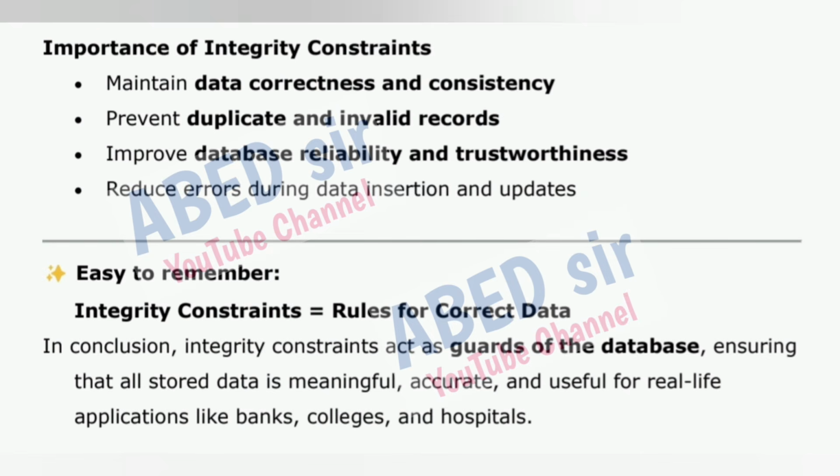Importance of integrity constraints: maintain data correctness and consistency. Prevent duplicate and invalid records. Improve database reliability and trustworthiness. Reduce errors during data insertion and updates. Easy to remember: integrity constraints is equal to rules for correct data. In conclusion, integrity constraints act as guards of the database, ensuring that all stored data is meaningful, accurate, and useful for real-life applications like banks, colleges, and hospitals.